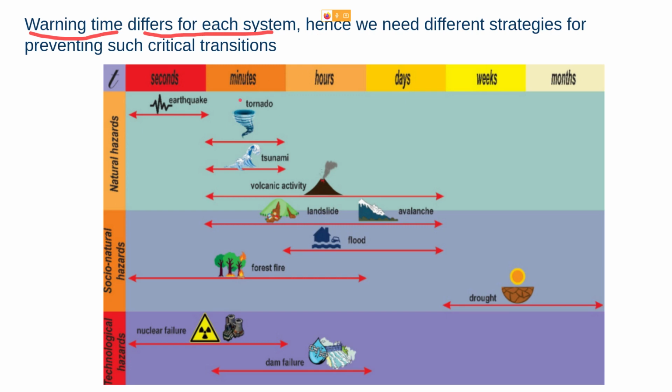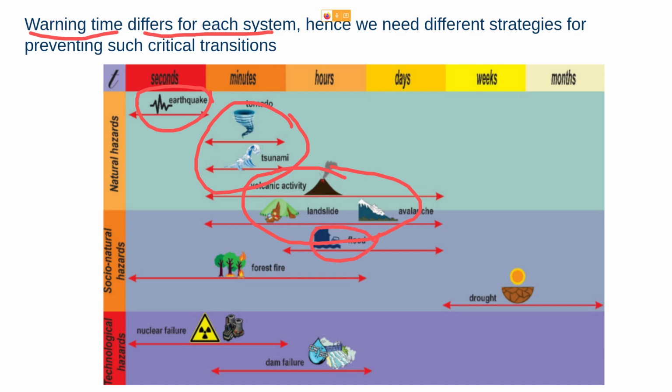So now we need different strategies for preventing critical transitions, because you need a unified method, but you need to use different strategies for different systems. That is because if you observe here, the warning time available for an earthquake is in terms of seconds, whereas for a tornado or tsunami it is in minutes, whereas for a volcanic activity or a landslide or an avalanche, you can get from minutes to hours to days.